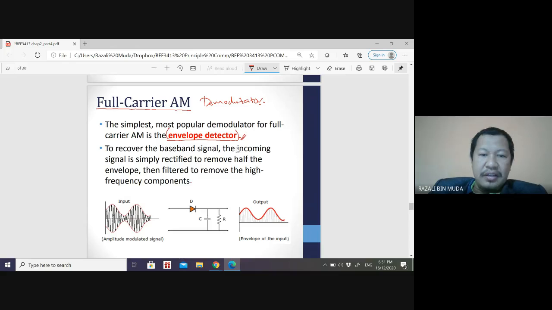Okay, so you still remember this? This is an amplitude modulated signal, AM signal, basic signal. You have two sides, plus and minus. This is called the envelope, right? So this envelope, you need to recover from the AM signal. So what happens is, using this circuit, this is called the envelope detector.